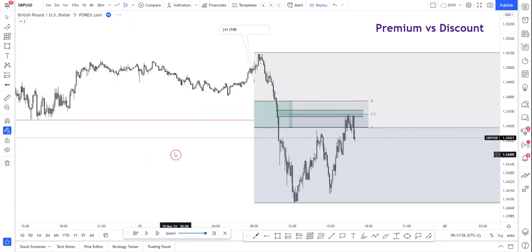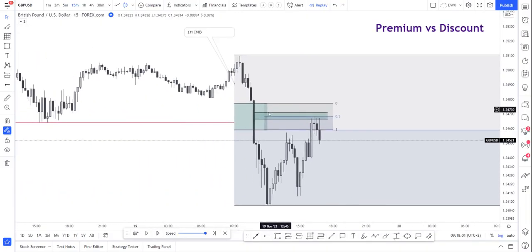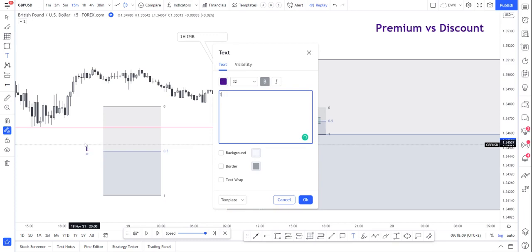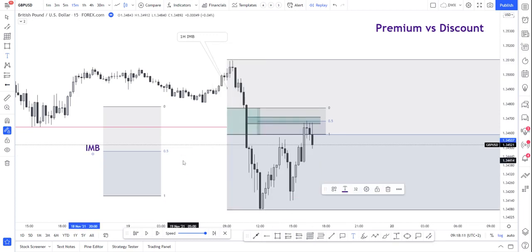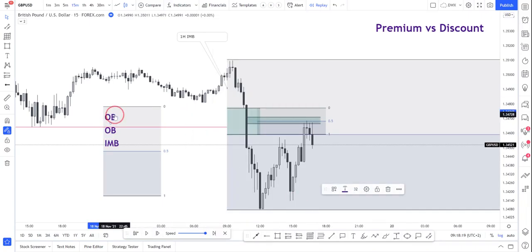That's why we often miss trades, because we think price has to react off of an order block. But you have to remember, when we have our premium and discount tool, the bare minimum requirement is imbalance. That is the minimum requirement. Second grade is the order block. And the last one is the previous high.